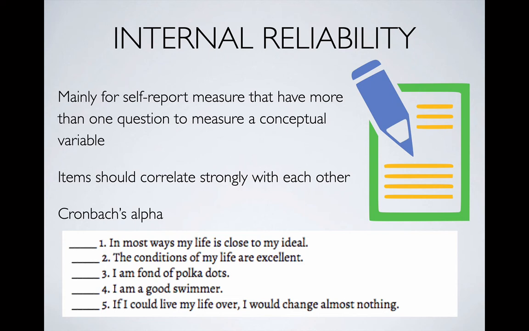You want to make sure that all your questions are measuring happiness reliably, right? I am fond of polka dots wouldn't do that because, I don't know, you might be unhappy and like polka dots. If I was forced to throw out another one, it would be number 4. So number 4, I am a good swimmer. While it may relate to happiness, right? You could say people who swim more are happier. We're not trying to make any correlational or association claim here, we're trying to see, well, are these questions measuring happiness directly? And are they doing a good job of it?